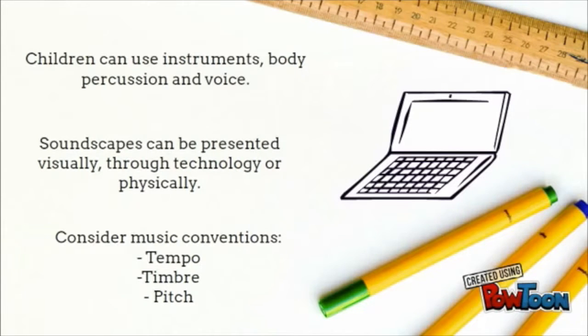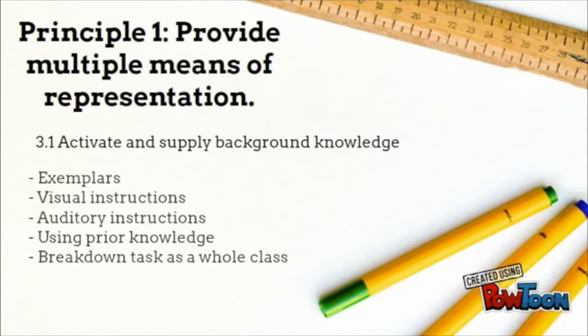The children will also need to select appropriate music conventions such as tempo, timbre, and pitch in order to perform a creative and well thought out soundscape. Multiple means of representation will be provided through the use of exemplars, visual and auditory instructions, and drawing on the collective knowledge of the class in order to build up a catalogue of prior music knowledge.